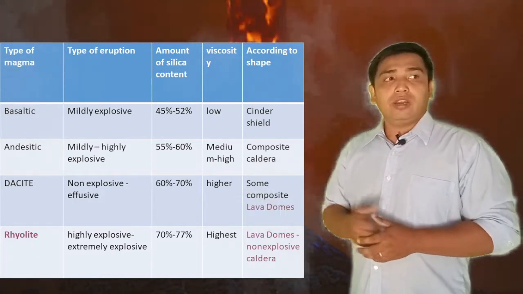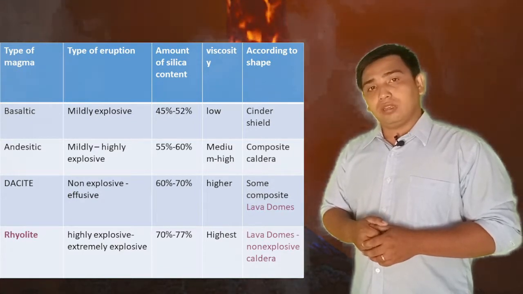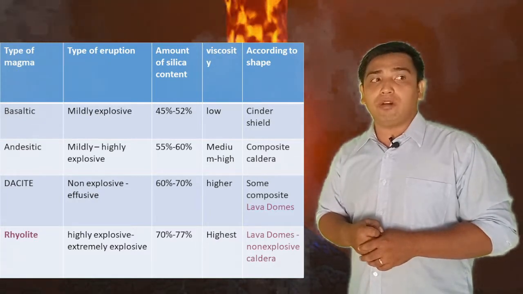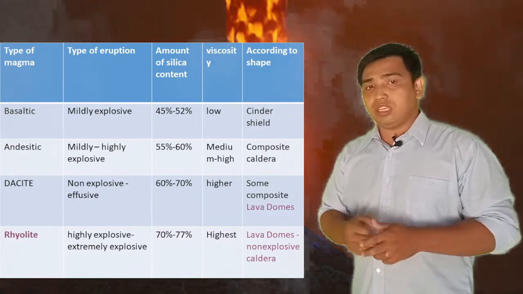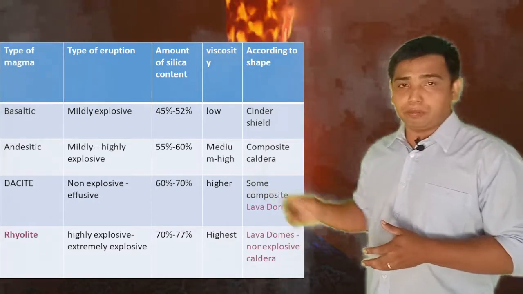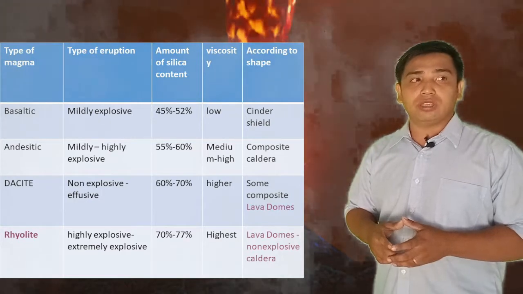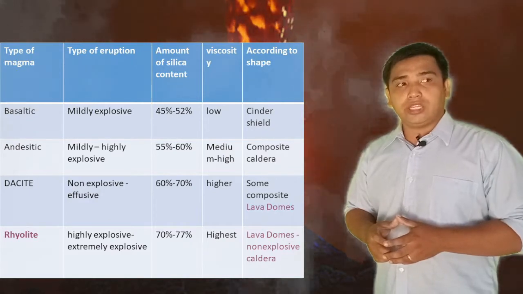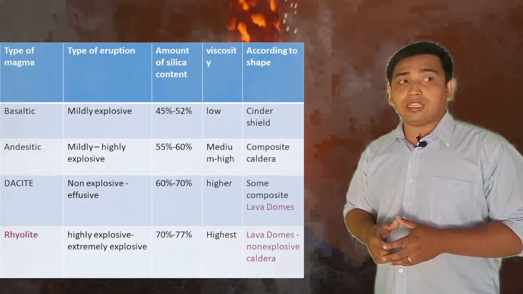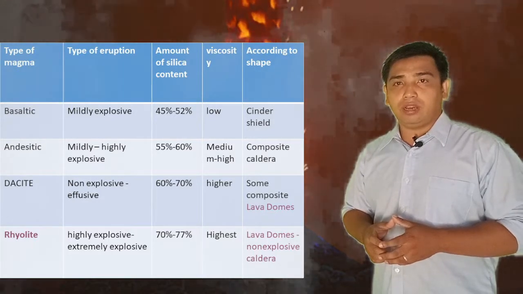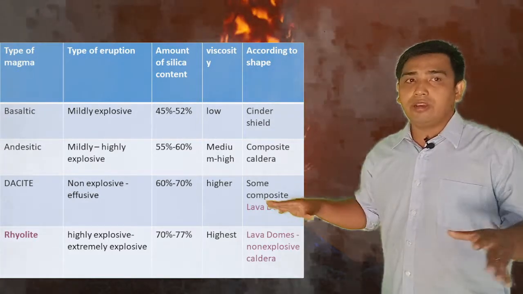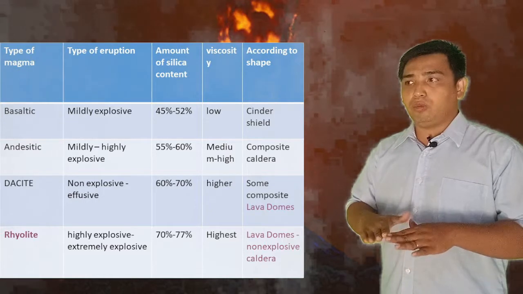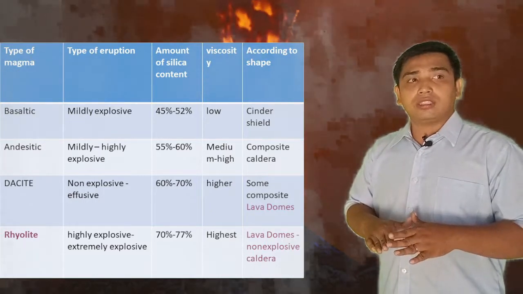We have the dacite, that is non-explosive, that will produce non-explosive, otherwise known as effusive, type of eruption. But if they contain some gas, it will produce some composite volcanoes and some lava domes. The amount of silica content in this kind of lava sample is 60 to 70%, and it has high viscosity. So materials cannot travel far from the vent or from the crater of the volcano. So they will actually create some lava domes.